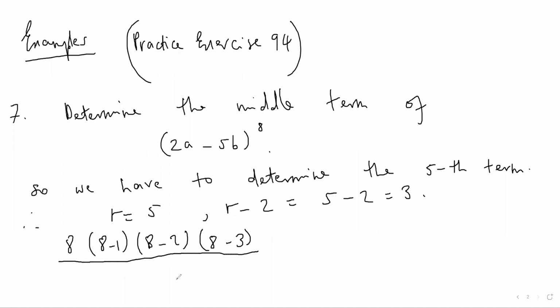And we're going to divide this by r minus 1 factorial. r, of course, again, is 5. So 5 minus 1 is 4. So r minus 1 factorial is 4 factorial.